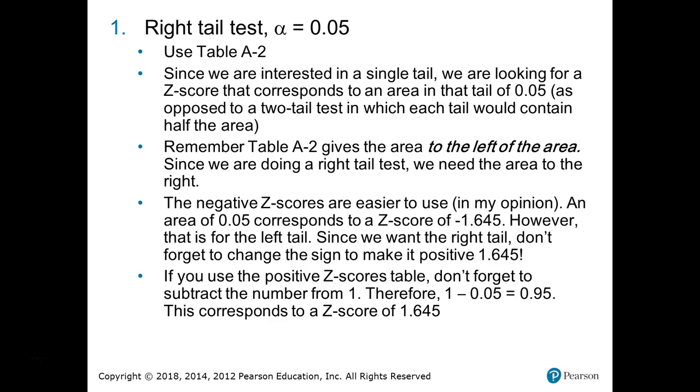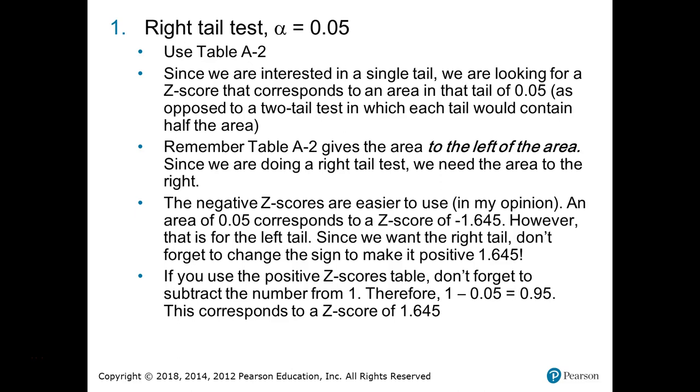Remember, table A2 gives area to the left of that z-score. Since we are doing a right tail test, we need the area to the right of it. So you can do this one of two ways. You can either use a negative z-score table or the positive z-score table. I think the negative is a little bit easier. So an area of 0.05 corresponds to a z-score of negative 1.645.